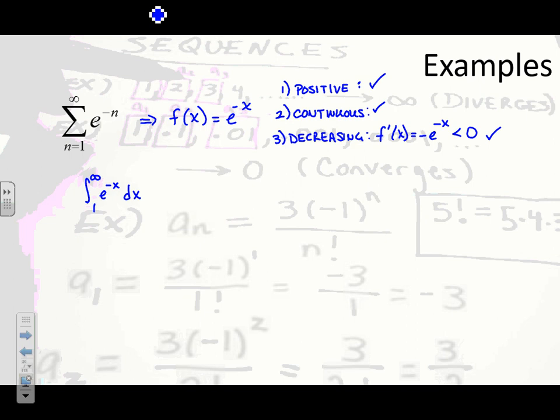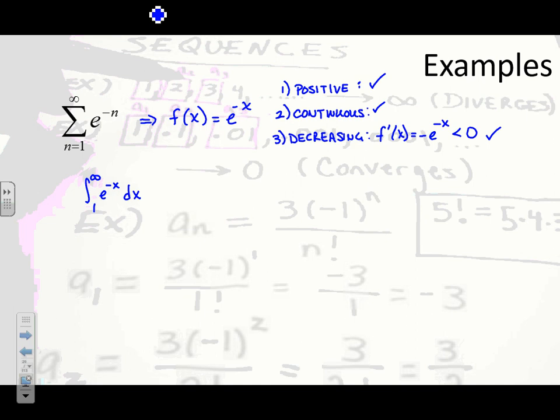Will it ever not be 1 to infinity? Yeah, if the series starts at n equals 2, you go from 2 to infinity. As far as the domain, for decreasing and positive and things like that, you always go off the starting point of the series. So wherever it starts, your integral starts. So we integrate from 1 to infinity e to the negative x dx.